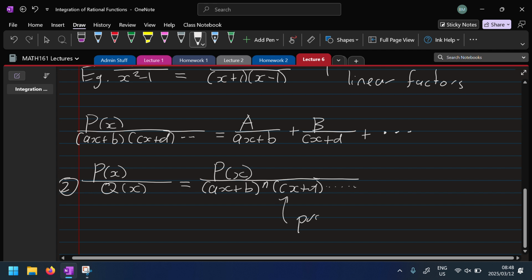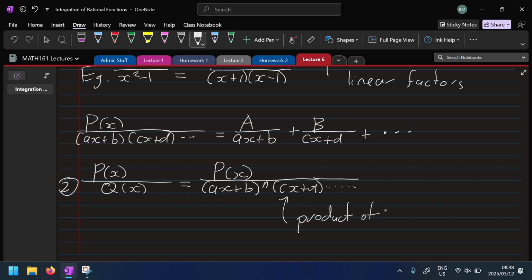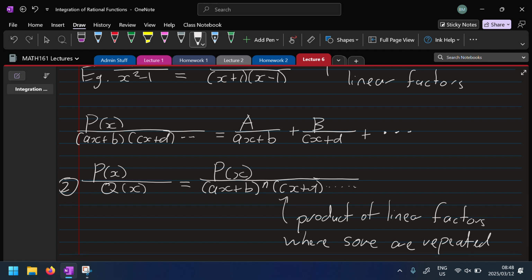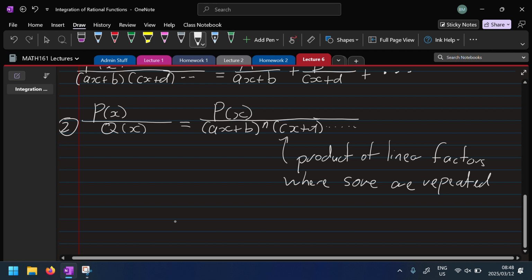So here we have a product of linear factors where some are repeated. Okay, and again, when I say it's repeated, think of something like ax plus b, then another ax plus b. We can write that as (ax plus b) squared. So there's 2 of them, so in that case, n will be 2. It's repeated twice. Okay, so what do we do in this case?